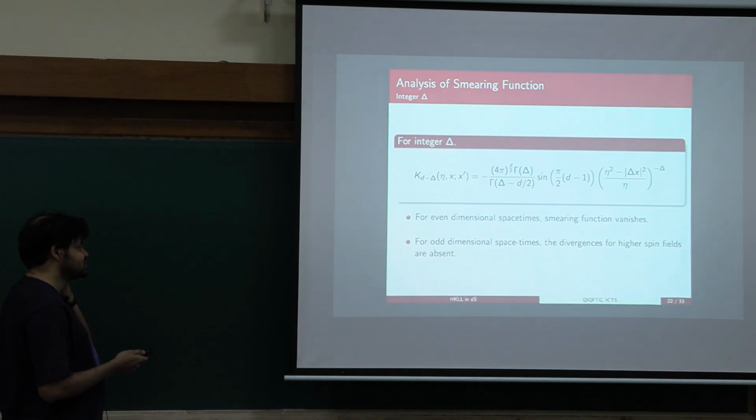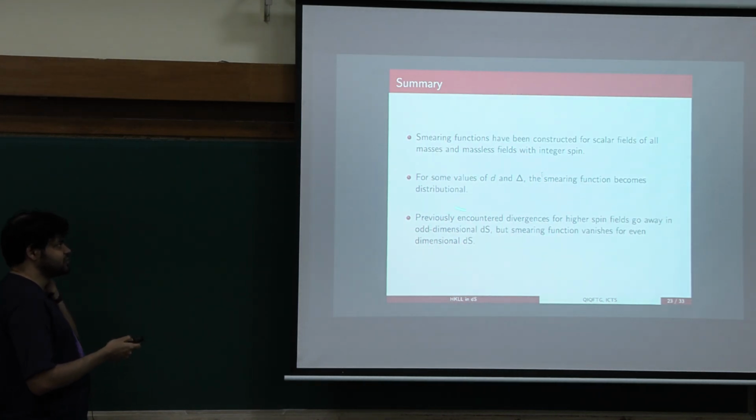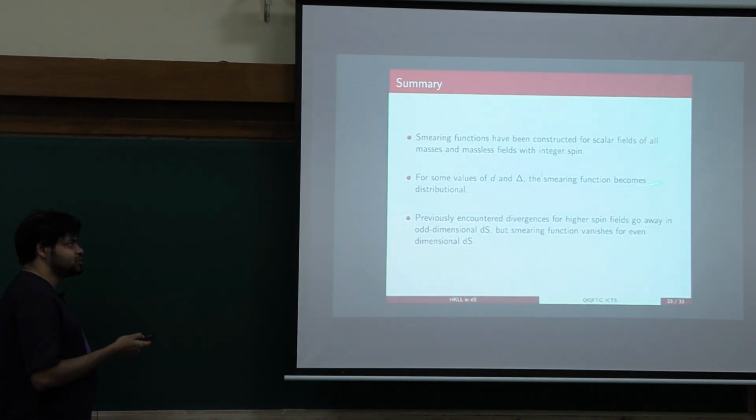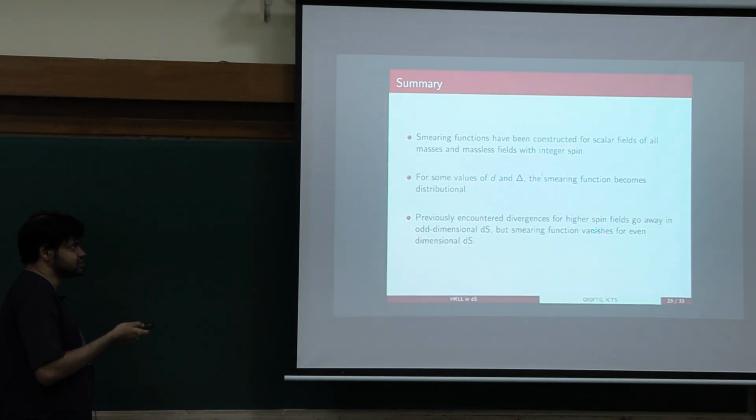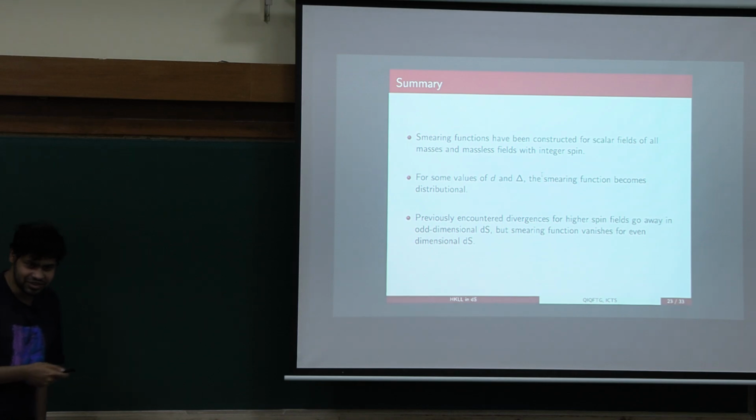I'm not sure. Okay. So to summarize, smearing functions have been constructed for scalar fields of all masses and spins, and for some values we get this kind of distribution. Previously encountered divergences go away for odd dimension, but the smearing function itself vanishes for even dimensional de Sitter. So we have done it for scalars and all integer spins. We are yet to incorporate interactions and such. So I will stop here, and thank you for your time and attention.